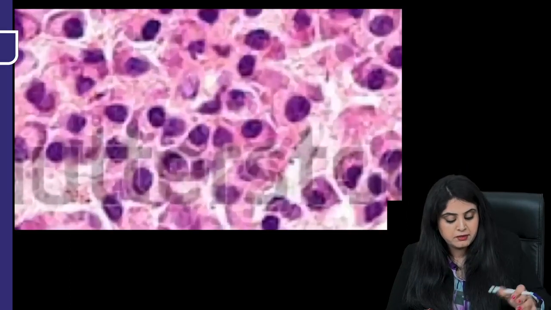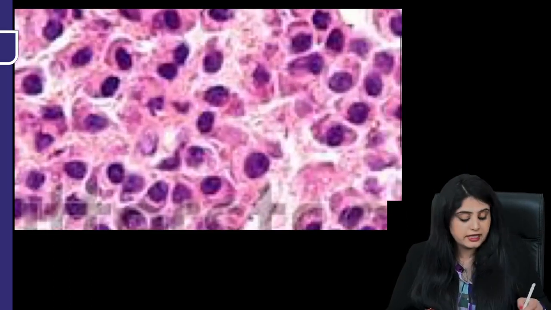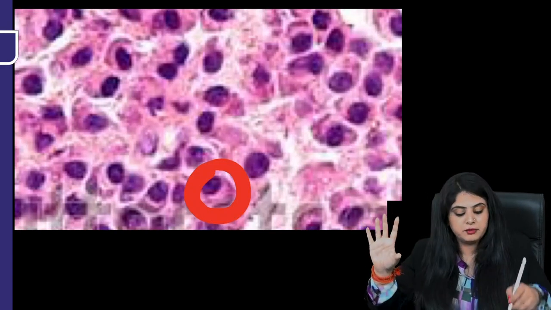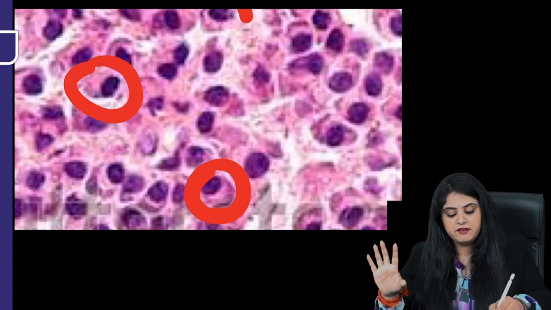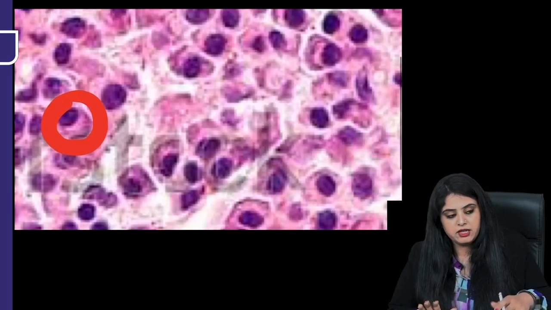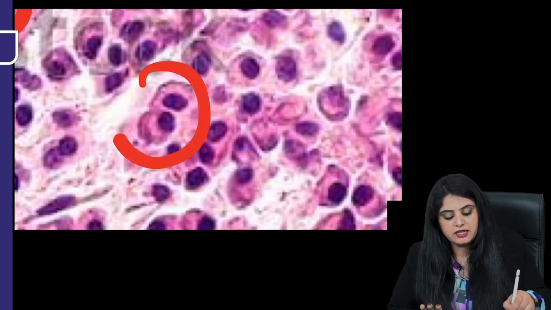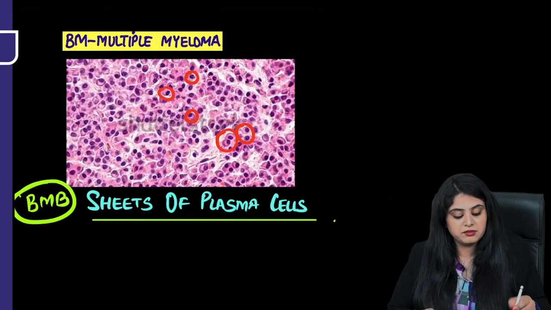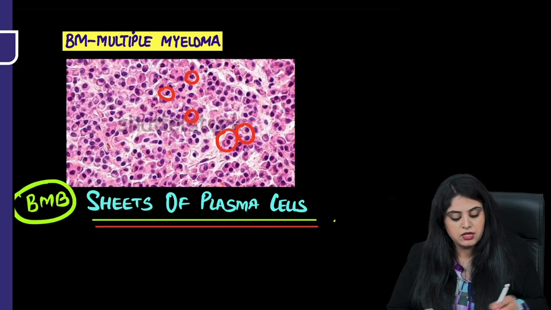What are these sheets? Let us zoom in. Many students can't identify this picture in their grand tests, but you need to be clear. Plasma cell means nucleus on the side. Nucleus on the side, everywhere nucleus on the side. You will keep looking around. You will say, yes ma'am, now I think I can identify. Nucleus is always chucked out. That is how I identify sheets of plasma cells. That is what I see on a bone marrow biopsy.